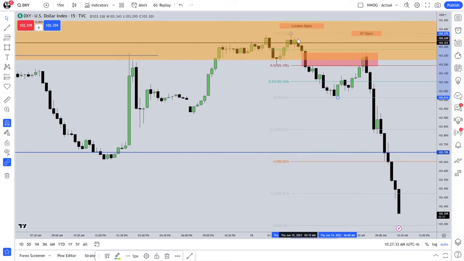Consequent encroachment. It showed the signature that we would look for. It left the upper portion untraded too, again. Worked off the low of that gap.